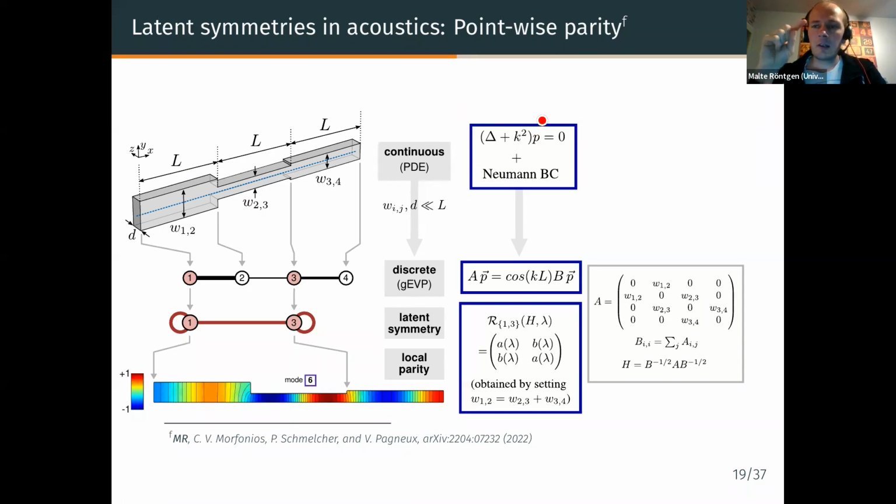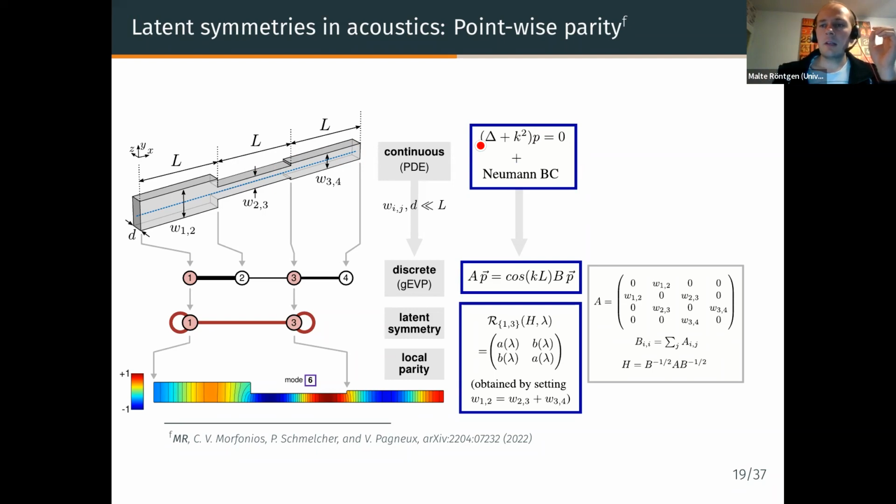So in other words, the deviation of pressure from the ambient pressure of 1 bar. And the boundary conditions are Neumann. So the normal derivative of p vanishes whenever we are at one of those surfaces, which are made of, let's say, steel. Now, if we want to apply the concept of latent symmetries onto this system, we have a problem at first glance because we need a matrix eigenvalue problem, and this is a continuous operator.